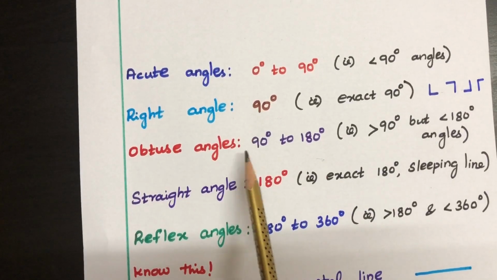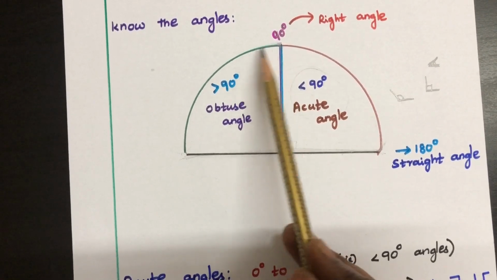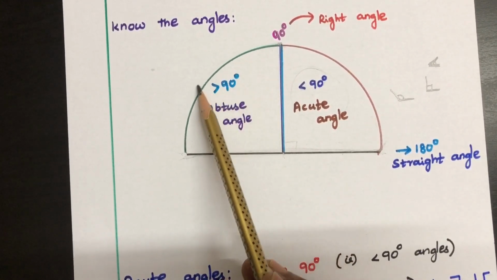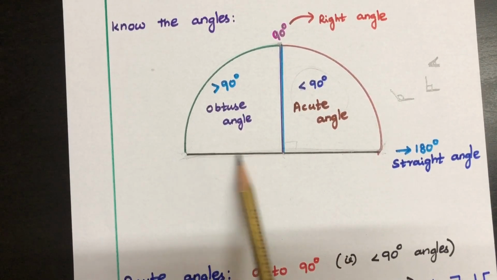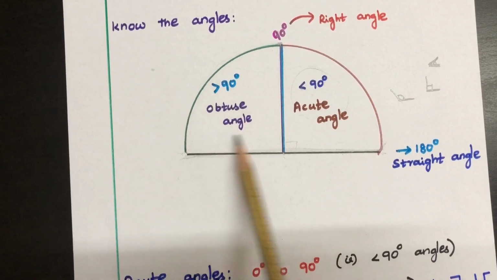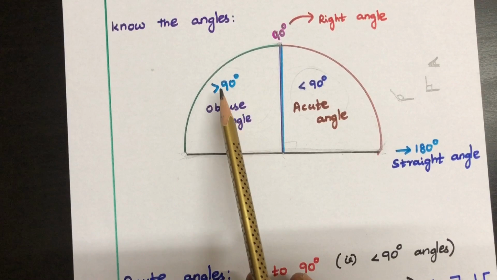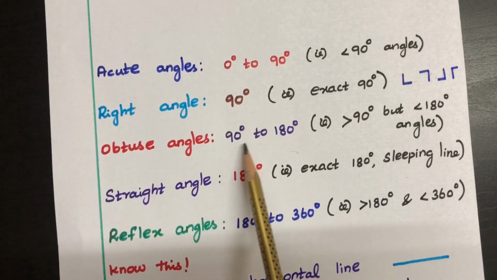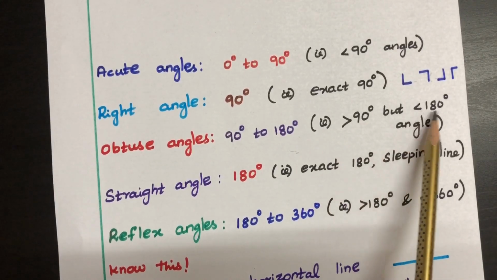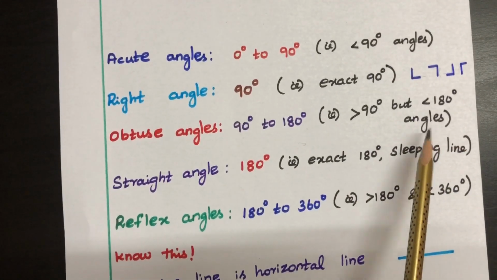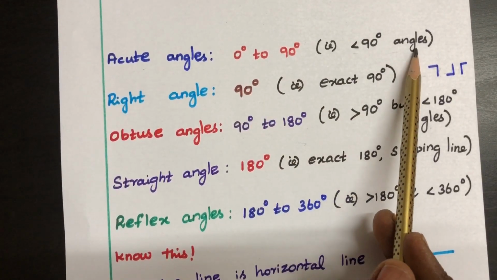Next, obtuse angle, 90 degree to 180 degree. See, this is 90 degree. If you come across from here to there, it goes from 90 degree to 180 degree. Sleeping line is the 180 degree. The angles formed over here are obtuse angles. That means greater than 90 degree but less than 180 degree angles are obtuse angles. Acute angle means 0 to 90 degree, that means less than 90 degree angles.